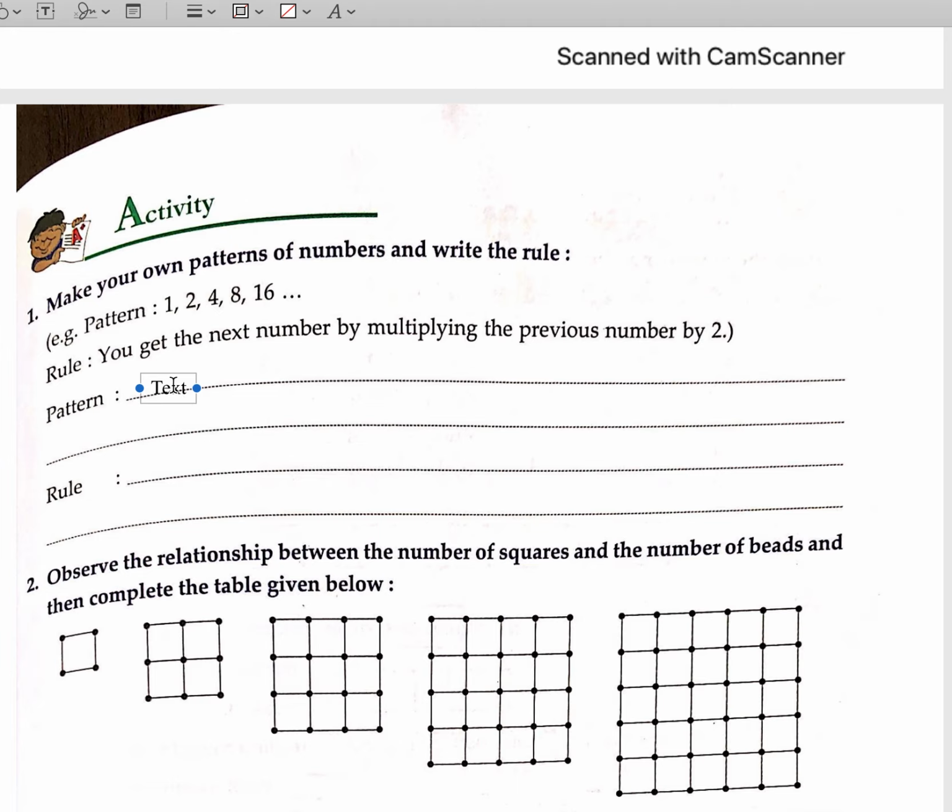So let's say we will make a pattern of the multiples of 4 followed by the multiples of 5 consecutively. So we'll do 4, 5, 8, 10, then after 8 will be 12, 15, then we will have 16, 20.